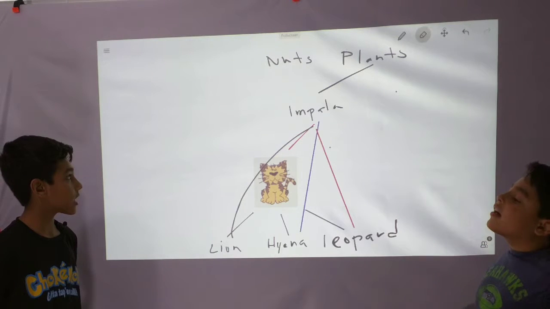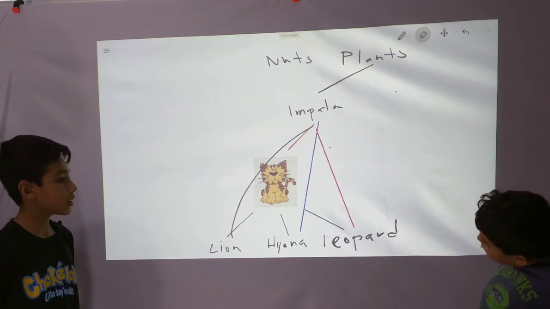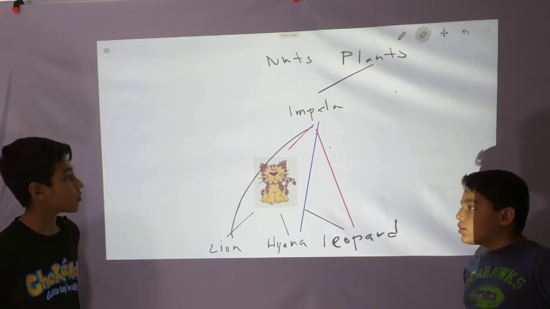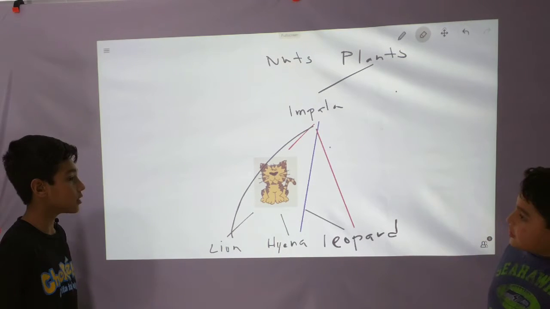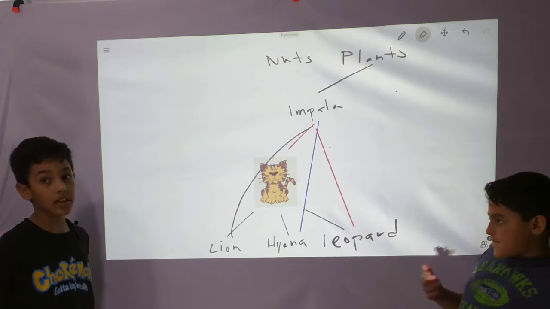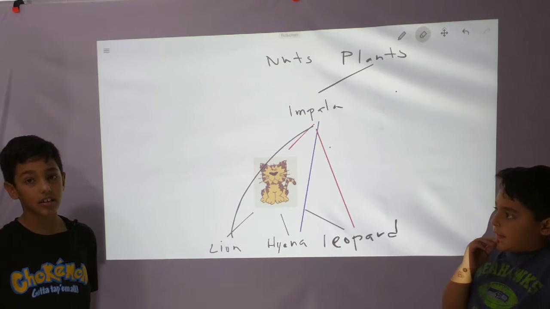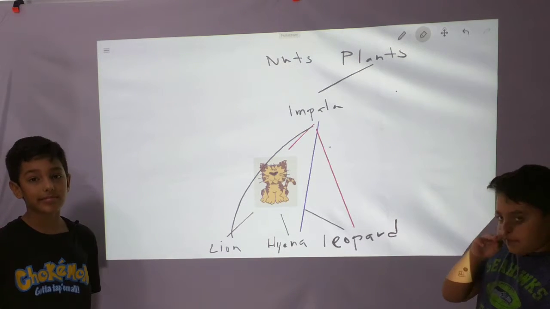So see how we've taken off only 5 of these producers and consumers, and look what happened to the food web. This will happen in real life if we don't take care of our ecosystem and our animals.